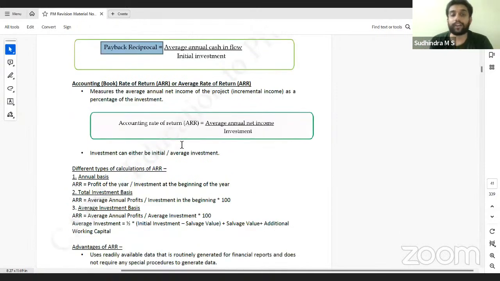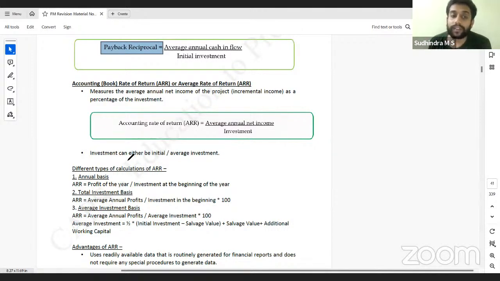The next one is accounting rate of return, ARR. So accounting rate of return is simple: profit, average net income divided by investment. Profit divided by investment. So return on investment, basically, is the accounting rate of return. Average annual net income divided by investment. This investment can be initial investment or average investment, depending on the requirement. There are three different types of ARR that we can calculate. What are those three? Annual basis, total investment basis, average investment basis.